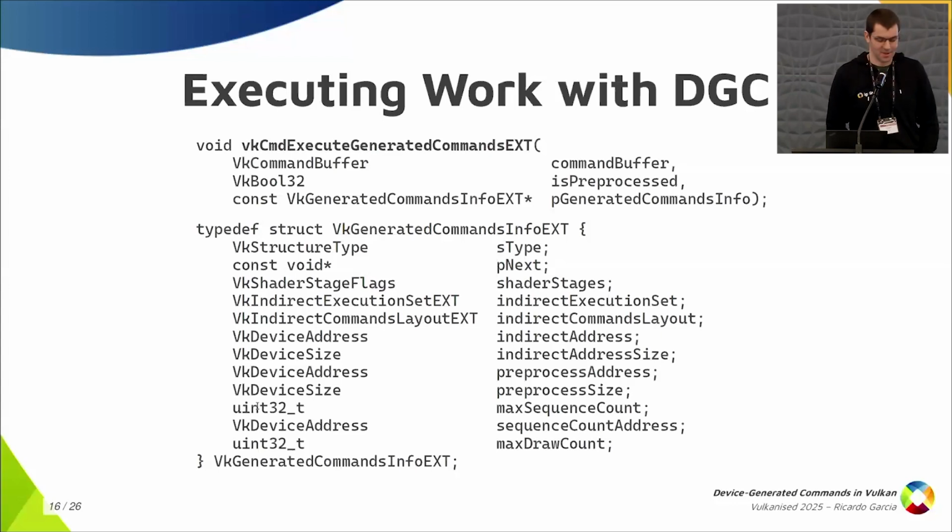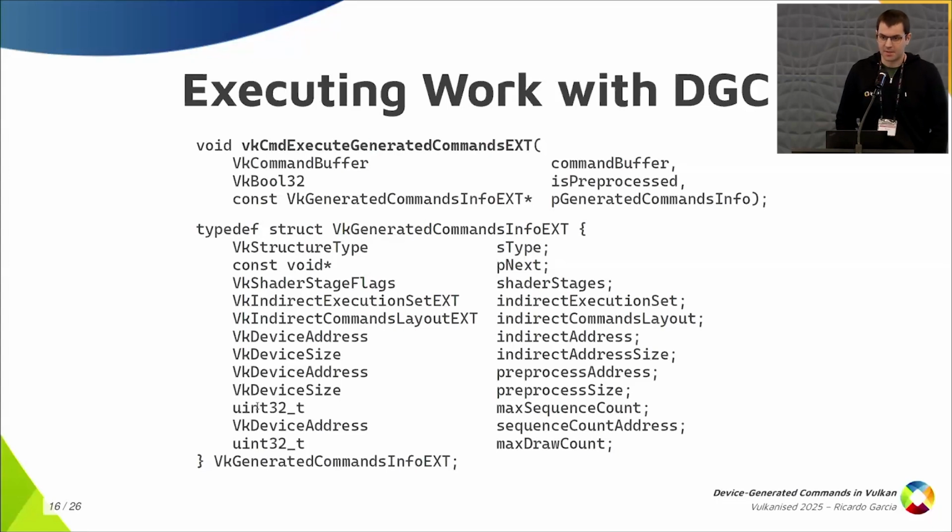We will talk about it in a minute. And then you pass a relatively large structure containing information about what to execute. So in that generated commands info structure, you need to pass, again, the shader stages that will be used. You have to pass the handle for the execution set if you are going to use one. If you're not, you can pass the null handle. Of course, the indirect commands layout, which is the central piece here.